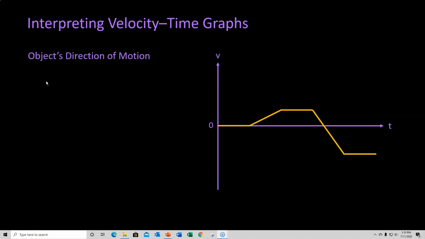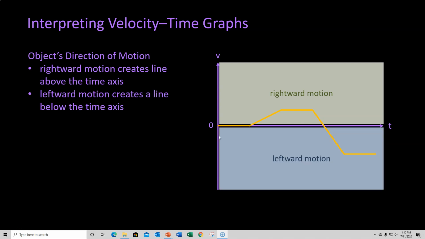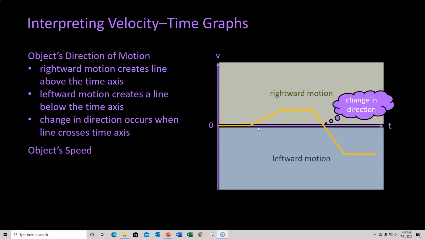Let's move on and take a look at the object's direction of motion. So a rightward motion creates a line that is above the time axis. So anything in this region above the time axis, if the line's in this region, the object is moving rightward or upward. Leftward motion creates a line that is below the time axis. So in this region, we have negative motion, which is either leftward or downward. A change in direction occurs when the line crosses the time axis, as it does here. Here, we're moving rightward, and all of a sudden at this point, we change direction instantaneously and start moving leftward.